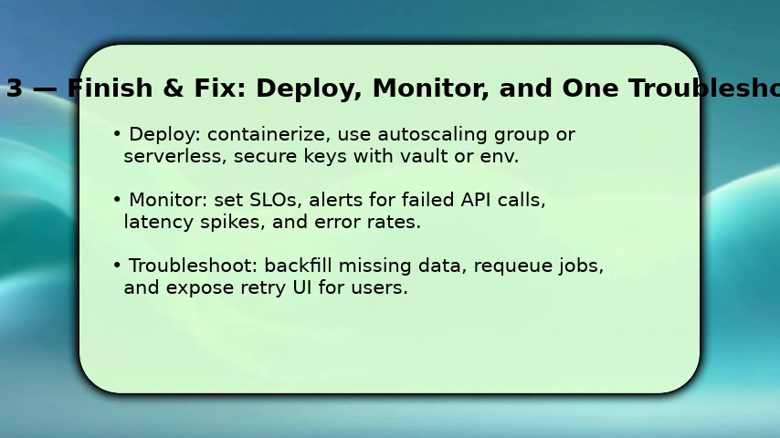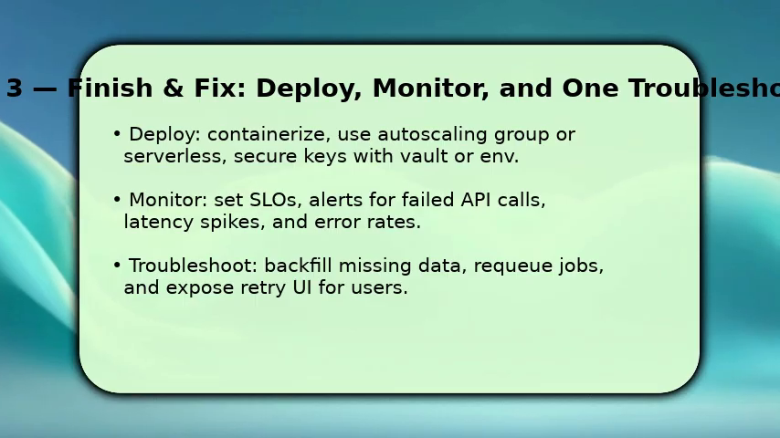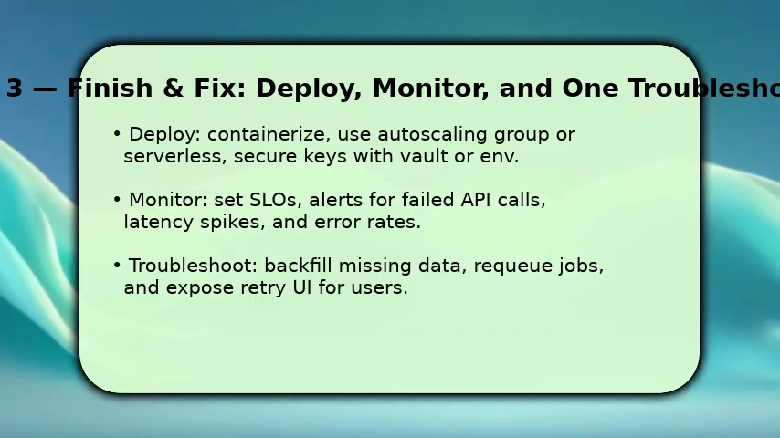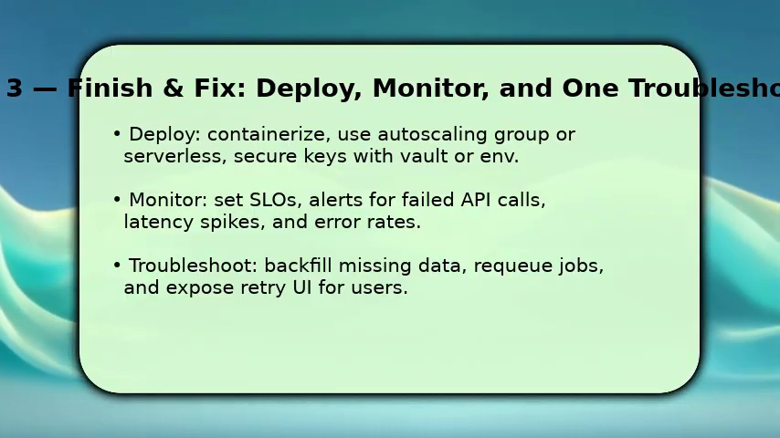If results are missing, backfill by requeuing jobs and provide an admin retry UI. One key troubleshooting tip: if data gaps occur, check API quota exhaustion first. Then validate caching TTLs and database write errors to trace the root cause.